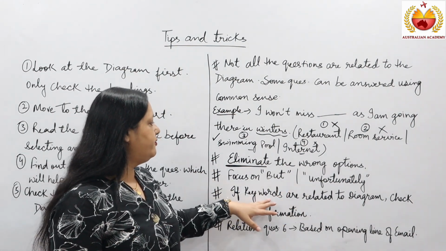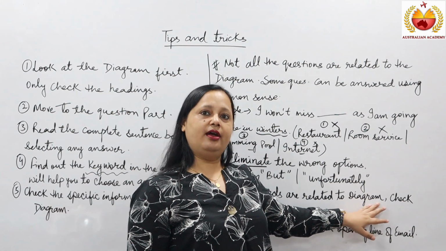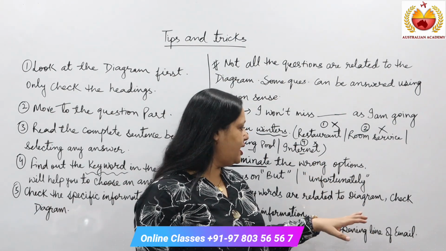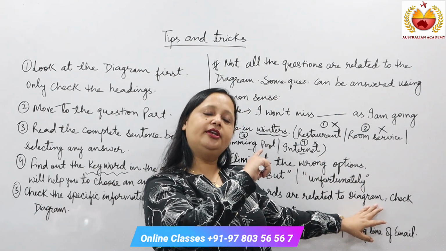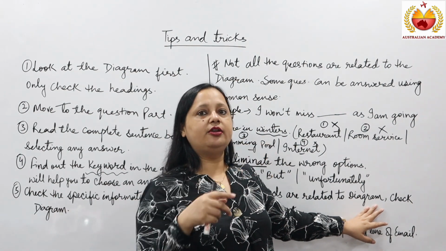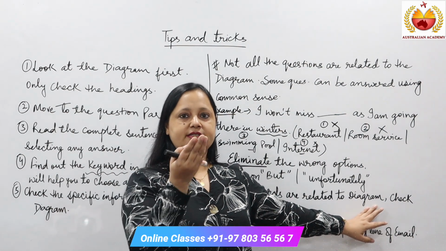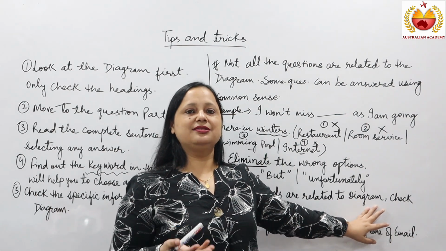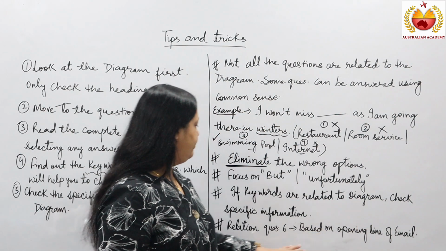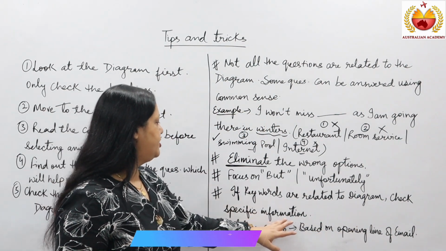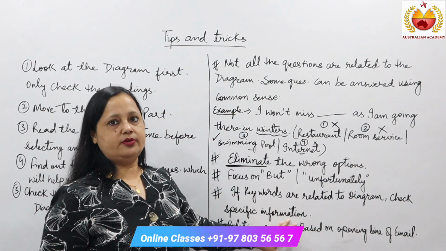Another thing is that if keywords are related to the diagram, if you think there is something given in the diagram and that keyword is related to the diagram, like kind of services, as I discussed about dance classes. So let's say different kinds of dance activities or dance types are there. So what I'll be doing is going to the diagram and checking that specific information.